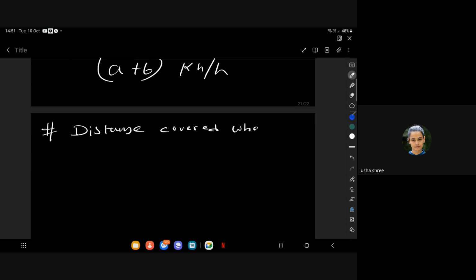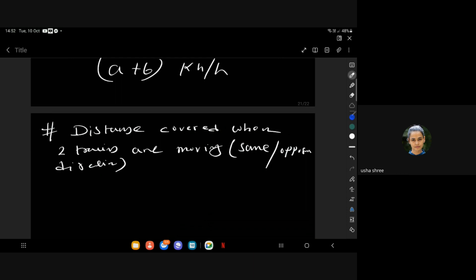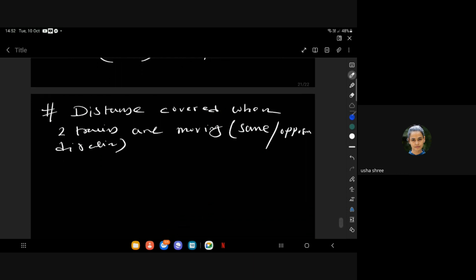Distance covered when two trains are moving either in the same or opposite direction, the distance covered will be the same. Speed may be different, but distance will be the same. Their relative speed may differ, but the distance is the same whether two trains move in the same direction or different directions.